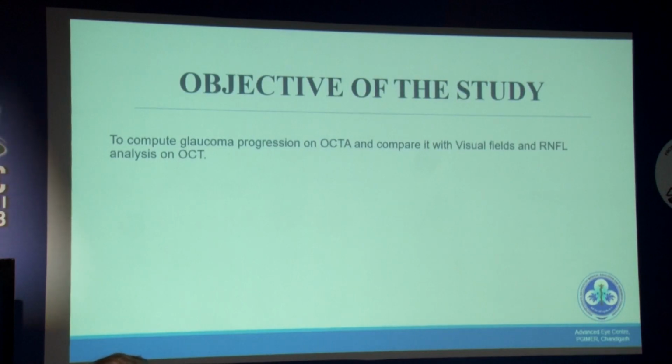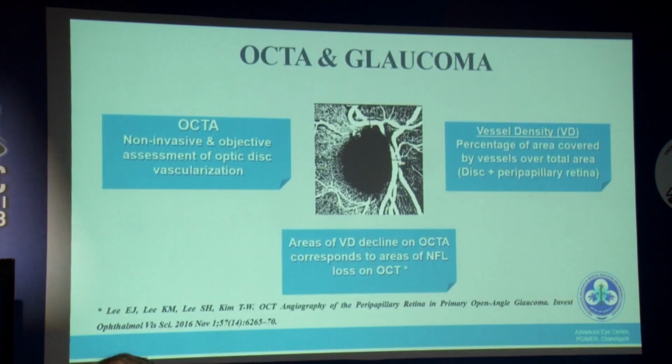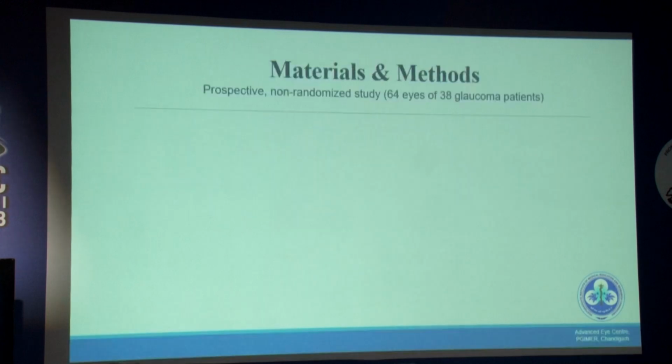So the objective of our study was to compute glaucoma progression on OCTA and compare it with visual fields and RNFL analysis on OCT. So OCTA is a non-invasive and objective assessment of optic disc vascularization. Vessel density, which is the main parameter in OCTA, is calculated as percentage of area covered by vessels over the total area, and many studies have correlated areas of vessel density decline with areas of nerve fiber layer thinning on OCT.